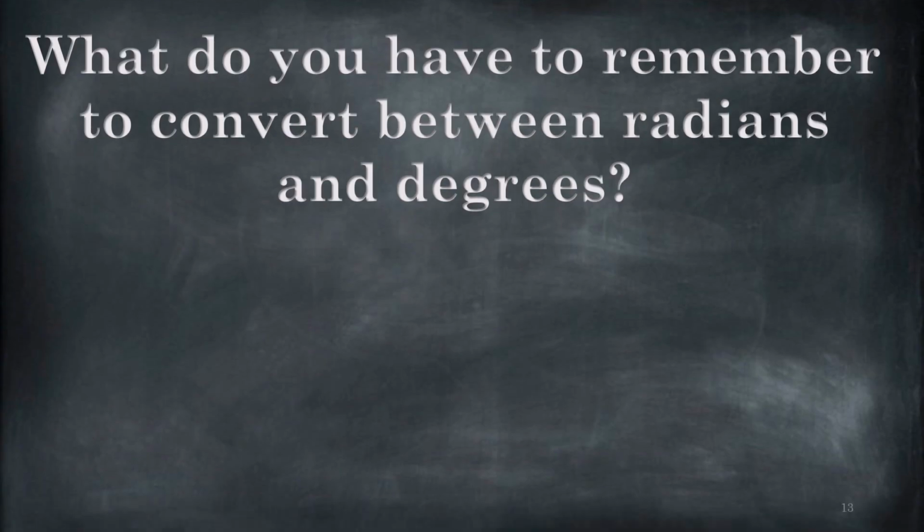Now, what do you have to remember to convert between radians and degrees? I think you just have to remember that there are 360 degrees in a full circle, just as there are 2 pi radians in a full circle. If you set up your ratio, and then from that you set up a proportion, all you got to do is solve it and you're done.